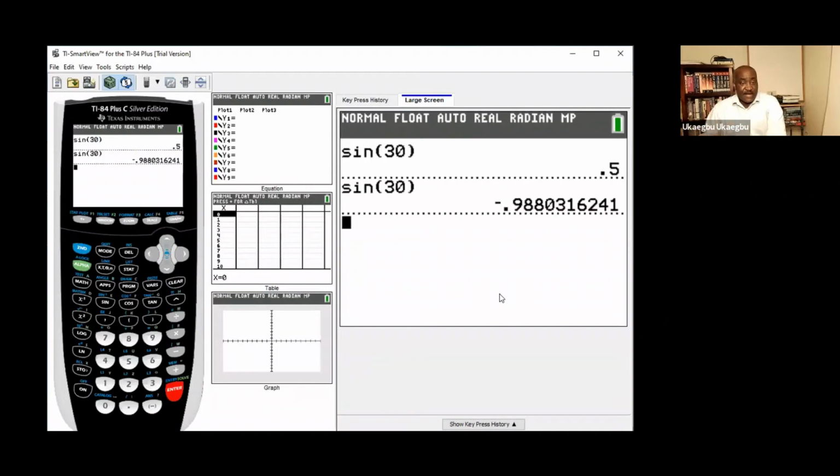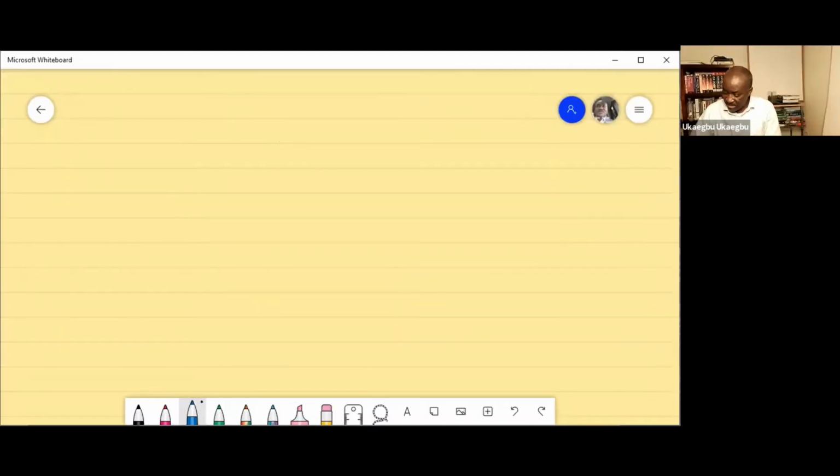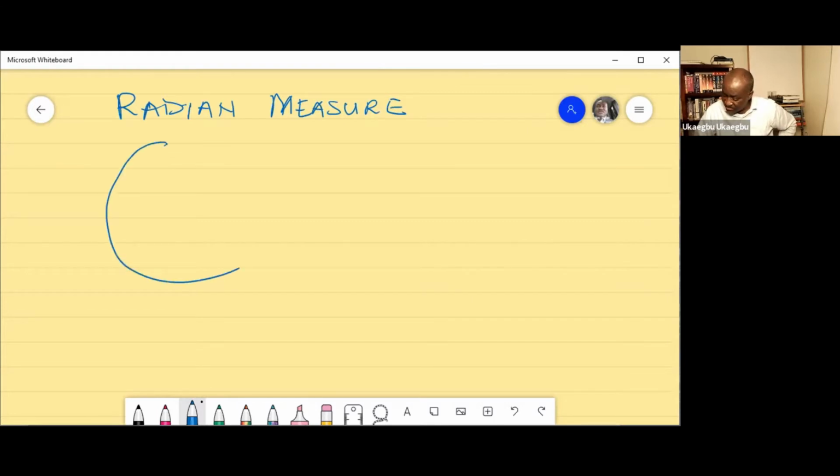Now, let's define radian, because that's the key. So I'm going to show another screen now. Let's now define a radian. Actually, the title of this should be Radian measure. Okay, so now on this radian measure, we start by drawing a circle.